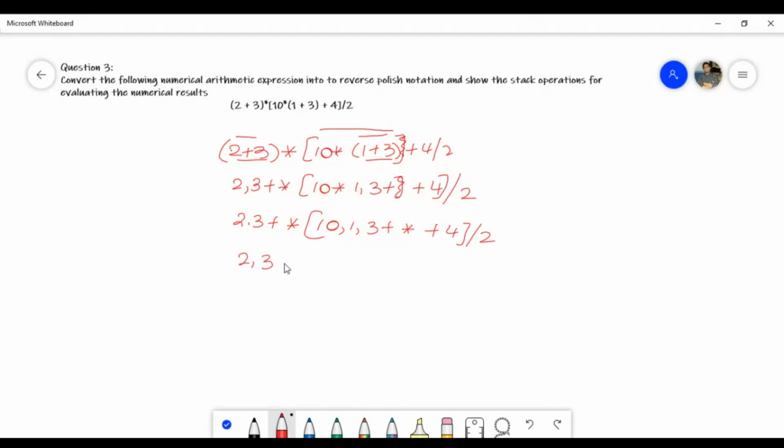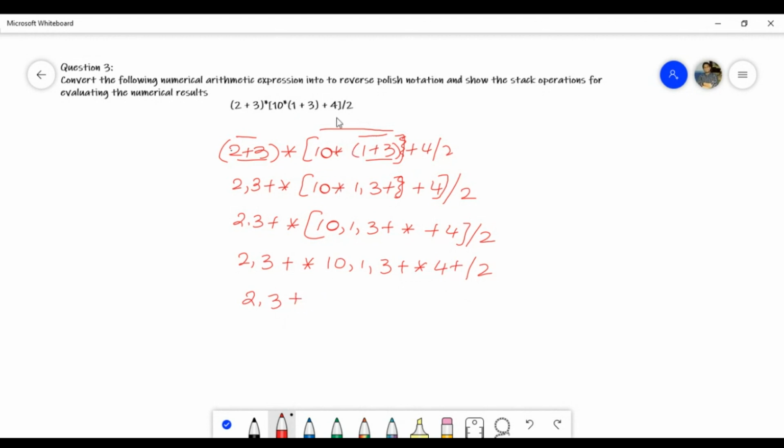So 2 comma 3 plus cross 10 comma 1 comma 3. This plus and cross are already shifted. Okay, this is 4, which means this term is added with 4. This plus will come here, and then divide by 2. So then 2 comma 3 plus.